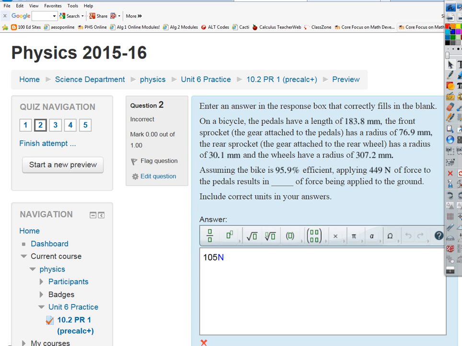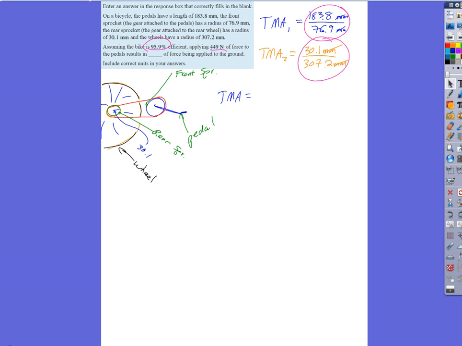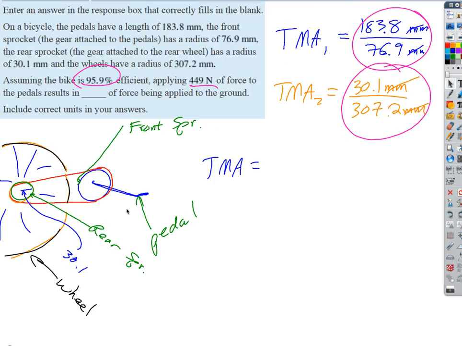So let's go back and try this real quick. We've got to make sure we get the right answer. We can do this all in our calculator. I did my own. Oh, okay.